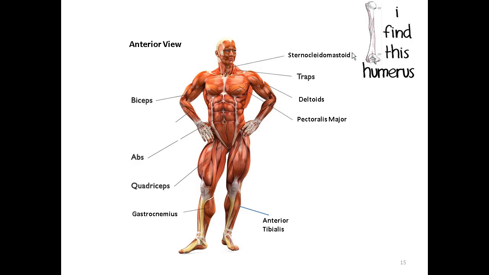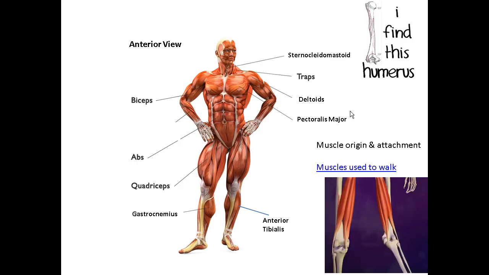The sternocleidomastoid is named because it goes from the sternum to the clavicle, cleido, to the mastoid process, which is that bone behind your ear. So that muscle forms that V in your neck and it goes down to your sternum. That's why a lot of muscles are named for their attachments. So here we go with the origin and attachment.